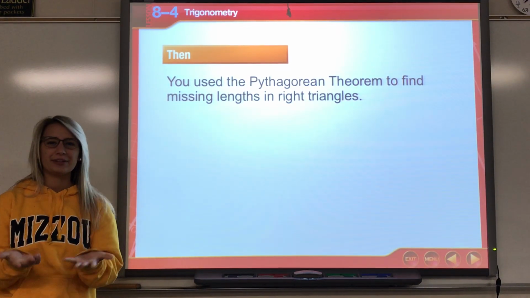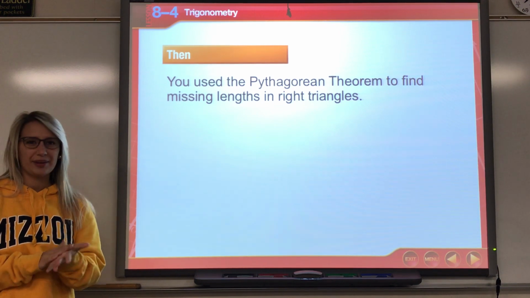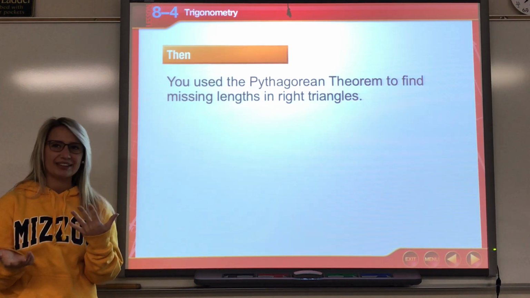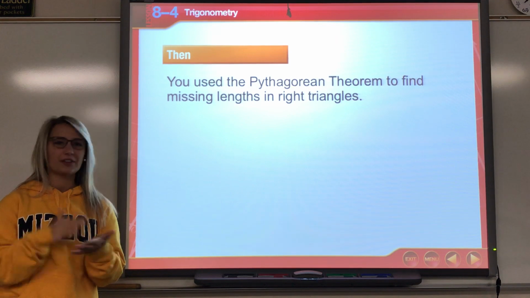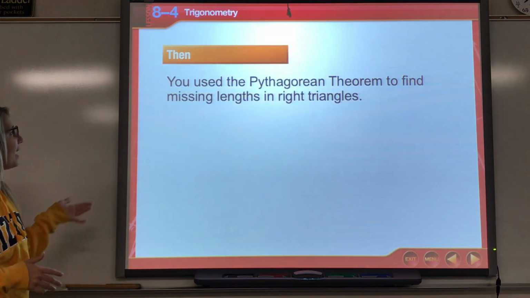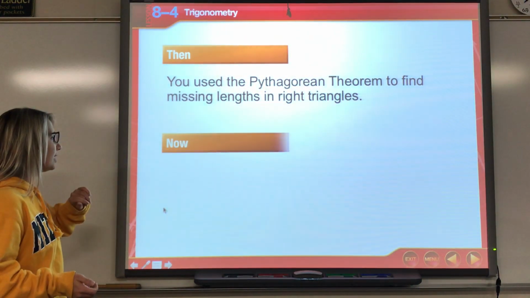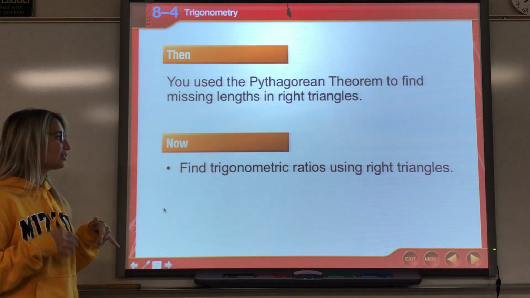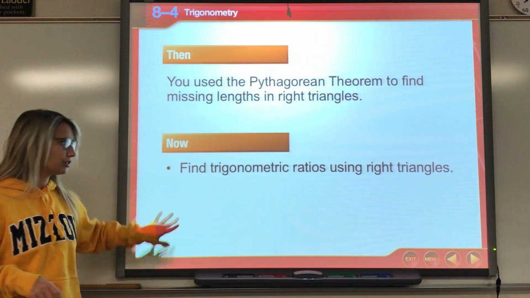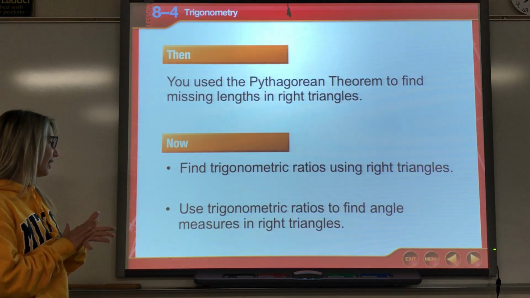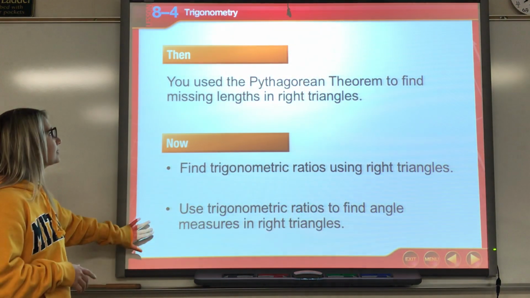Today we're going to do a little bit of trig, which isn't too scary. We're going to introduce it in some small ways, and then we're going to be using it for the rest of the week, I think. In the past, we've used the Pythagorean theorem to find missing lengths of right triangles. Now we're going to find trigonometric ratios using right triangles and finding angle measures in right triangles.